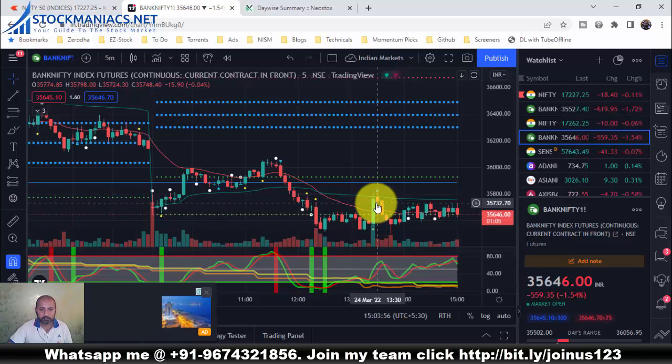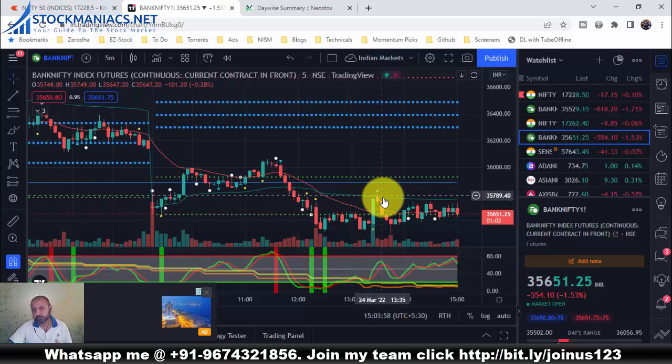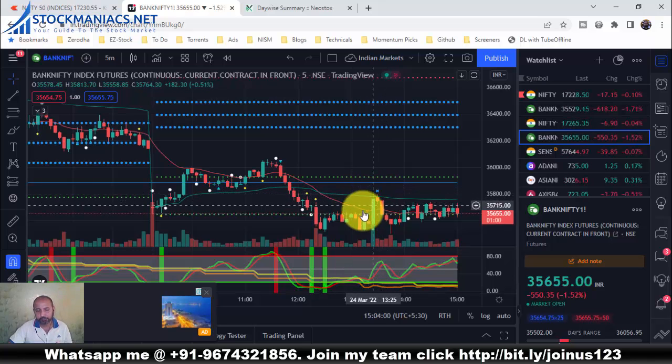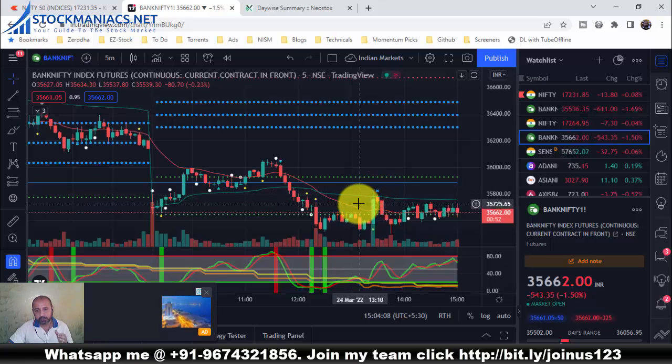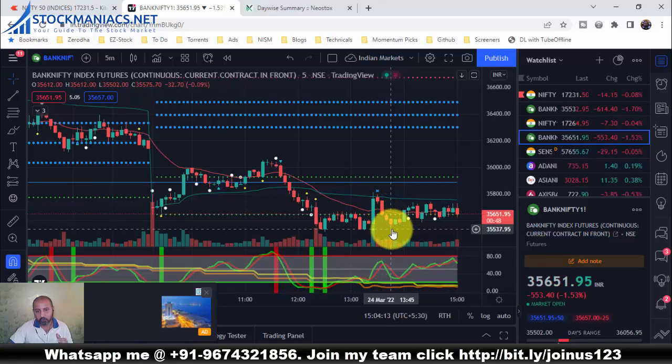So this is called the Harami candlestick pattern. You can see this is the Harami candlestick pattern. My TradingView indicator is also pointing out there is a Harami. So you can see once the low of the Harami has broken, the market has fallen a lot.